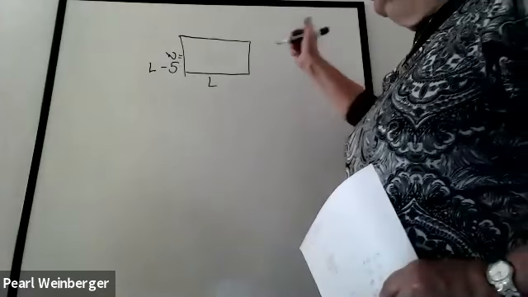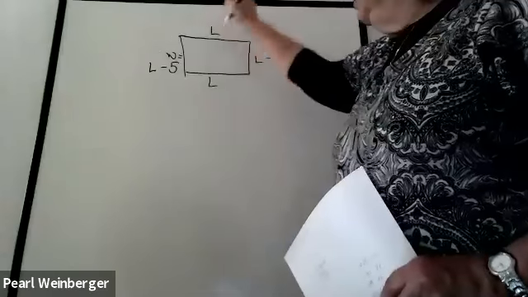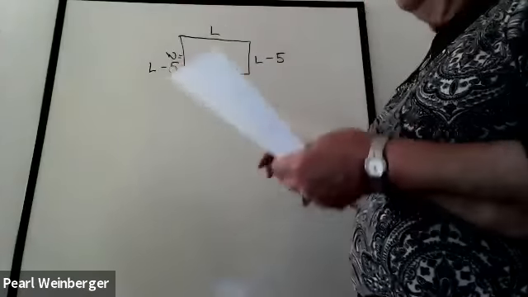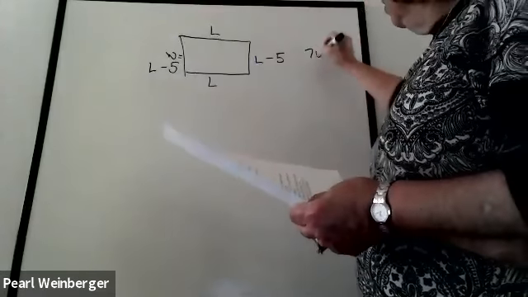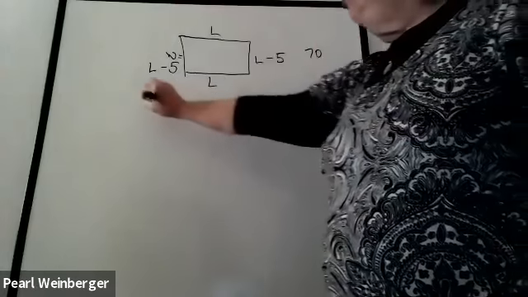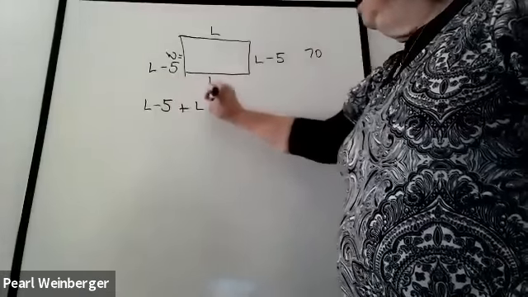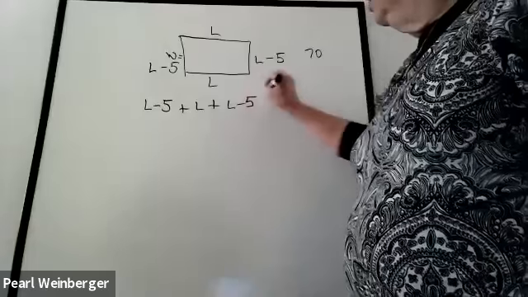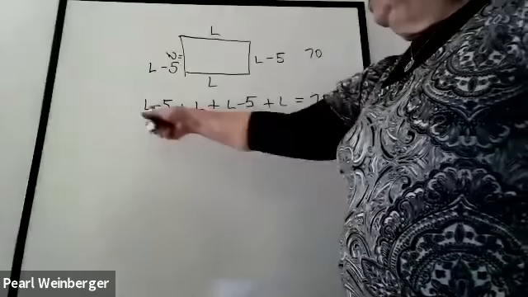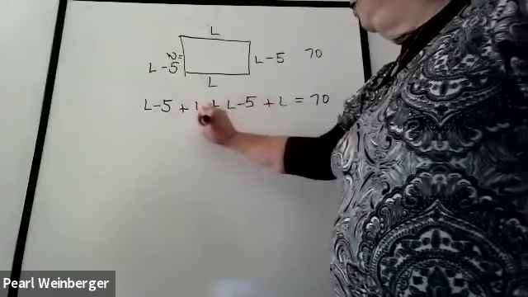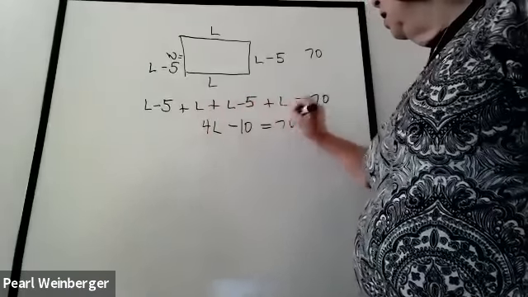This side will also be L minus 5, and this side will also be L. The opposite sides of a rectangle are equal. We're told that the perimeter is 70, which means that when we add all 4 sides, L minus 5 plus L minus 5 plus L plus L, that's going to add up to be 70. Collecting the like terms, I get 4L minus 10 equals 70.